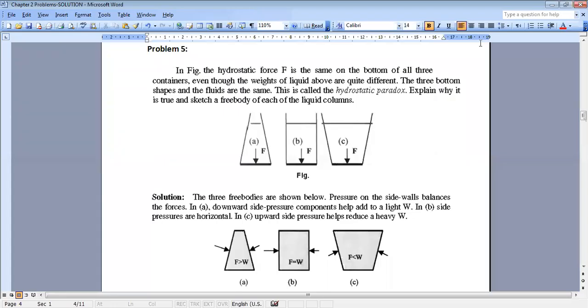Okay. Yes, doctor. Okay. So we will continue today solving problems of chapter 2.